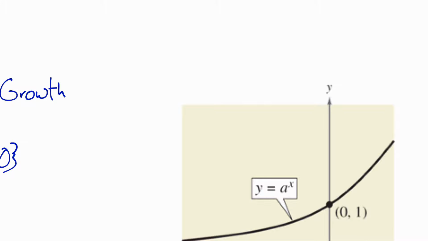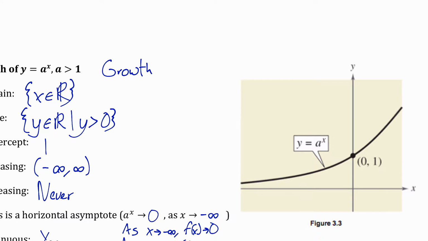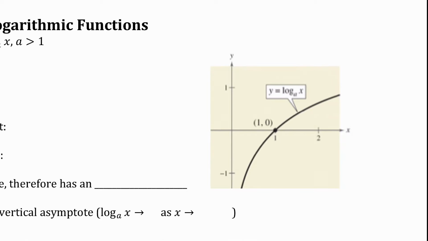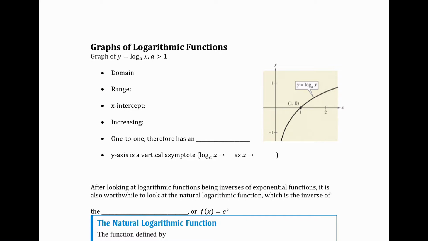Relating that back to this over here, as it went further and further to the left, it got closer and closer to the x-axis, and it went up and to the right. So in this case, as x approaches negative infinity, the y value is getting closer and closer to 0. But now in this new logarithmic graph, as x approaches 0, y is getting closer and closer to negative infinity. So the domain and range are a little different this time around.